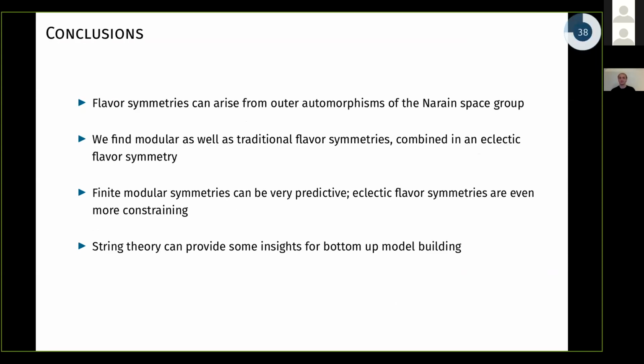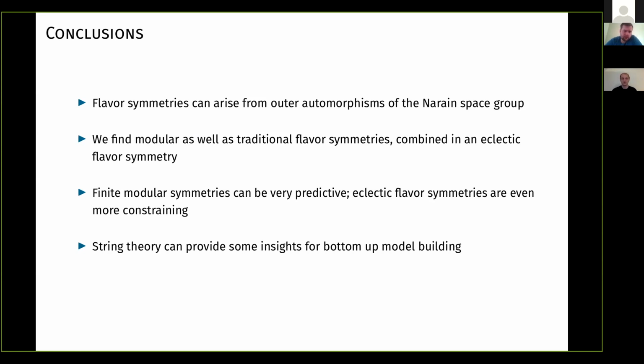Yeah, so I think I was fast, but coming to my conclusions. Hopefully you remembered that flavor symmetries can arise from outer automorphisms of the Narain space group. What we find then, if we apply this method here, is that we find modular as well as traditional flavor symmetries, and we can combine these into what we would call an eclectic flavor symmetry.